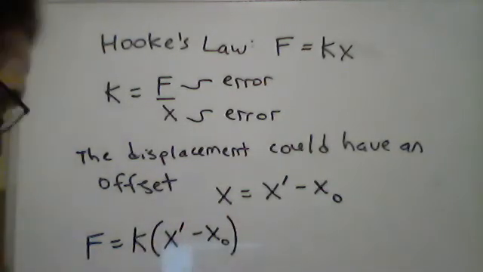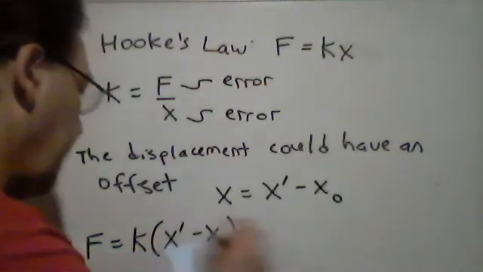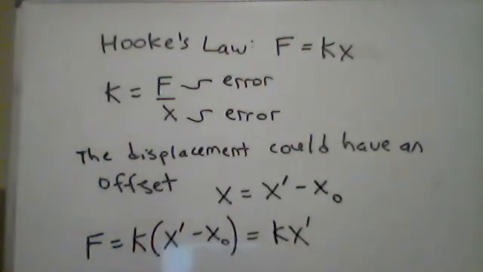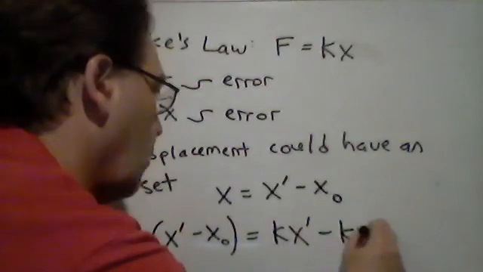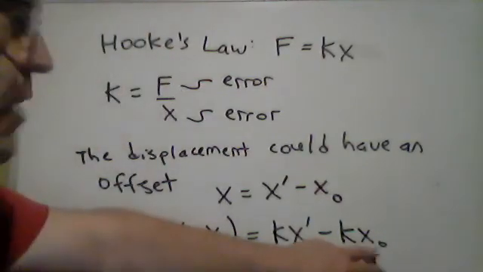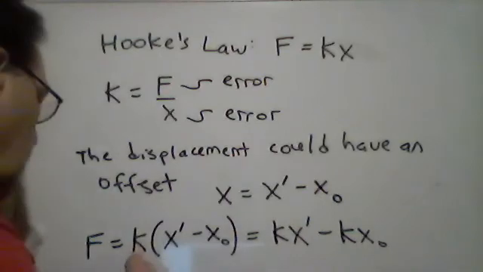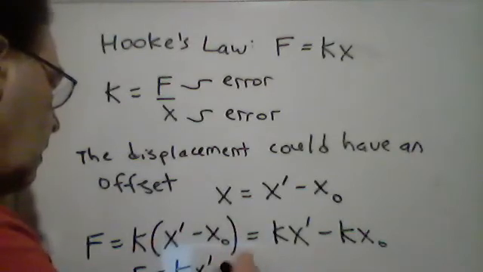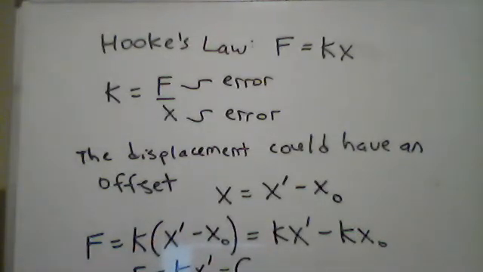If I distribute, it's going to be Kx prime, which is my variable, the actual displacement, minus Kx naught, which is really a constant. X naught is a constant offset. So the force that I think I'm getting is always off by some constant, and I have no idea that that's happening. So what's one way of figuring this out? Well, I could graph the data.